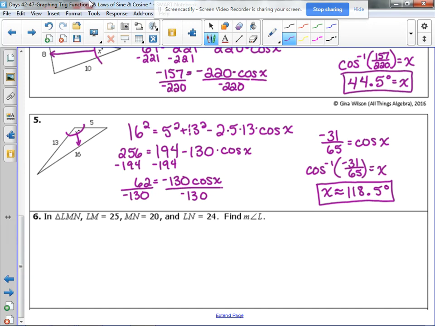Okay, let's do one more here. Instead of ABC, we've got LMN, so LM is 25, MN is 20, LN is 24, find the measure of angle L. So we put MN by itself.